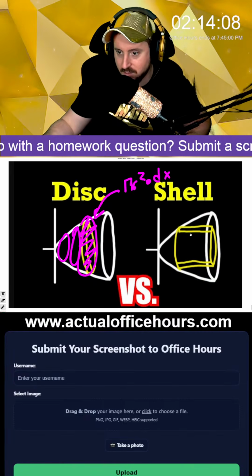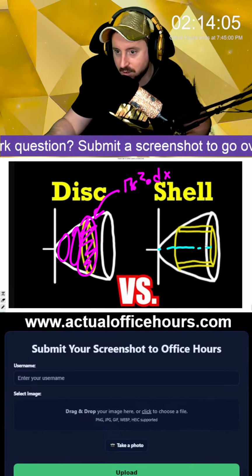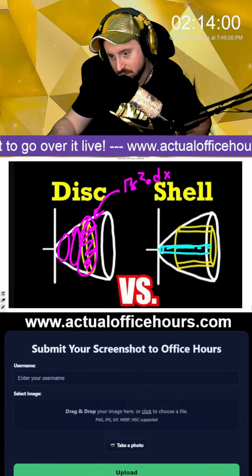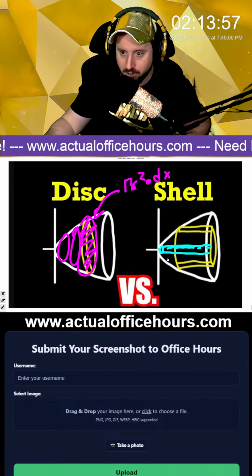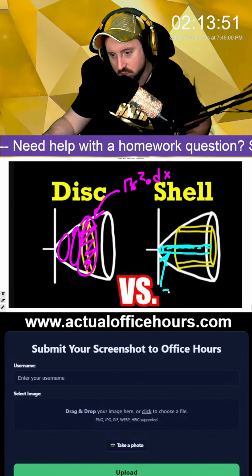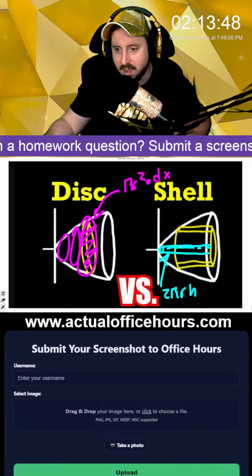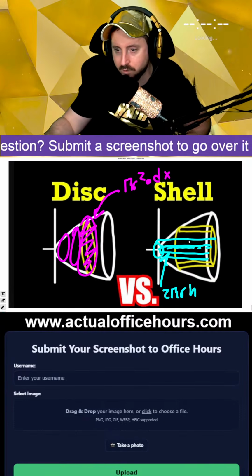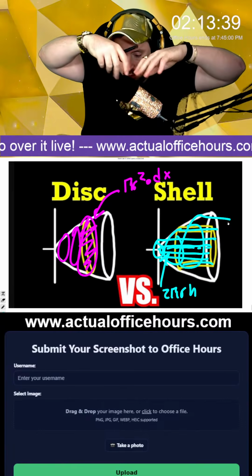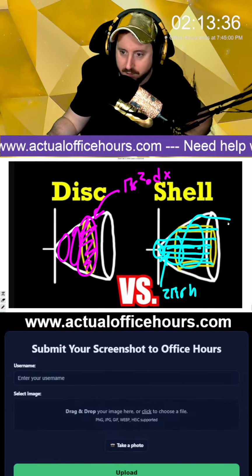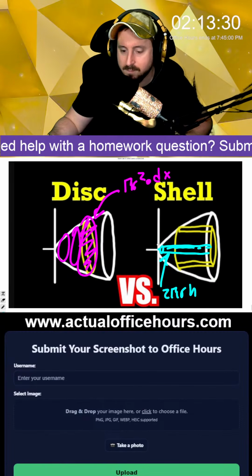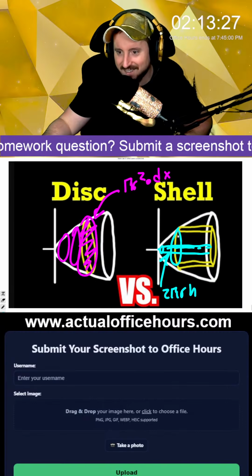With the shell method, you're starting in the center with a really skinny cylinder, which has a surface area of 2 pi r h. Then you're creating more of those around it, expanding outwards, so the cylinder is getting fatter. But what about the empty space? Is it just going to keep expanding?